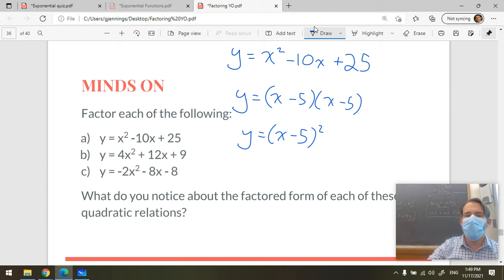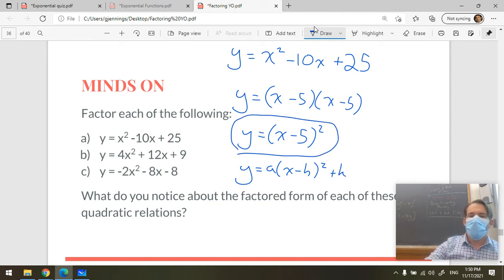What form is this parabola now in? It is a square, but it's another form. I'll remind you, this is a variation of y is equal to x minus h squared plus k. Oh, vertex. This is in vertex form now. Perfect square trinomials. This is factored form, but it's also vertex form.